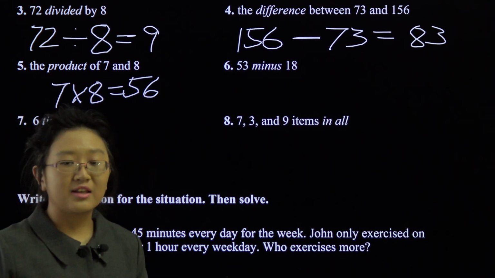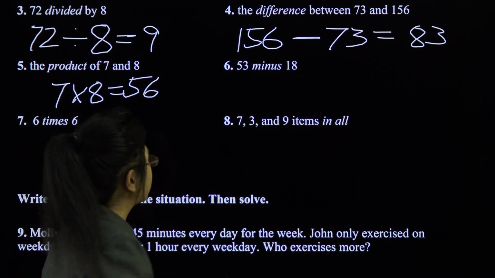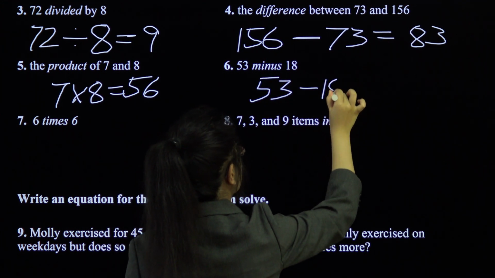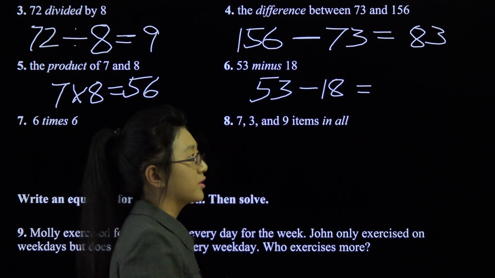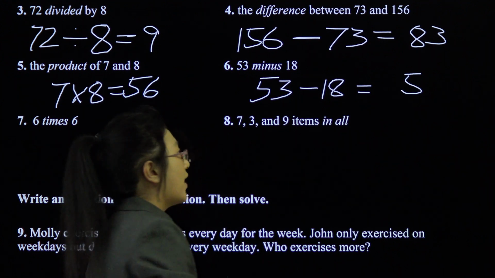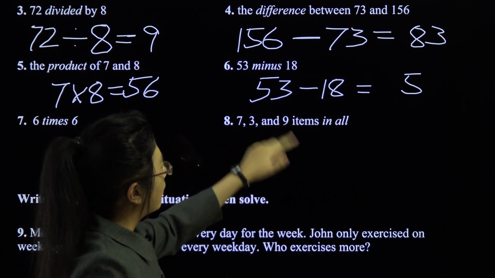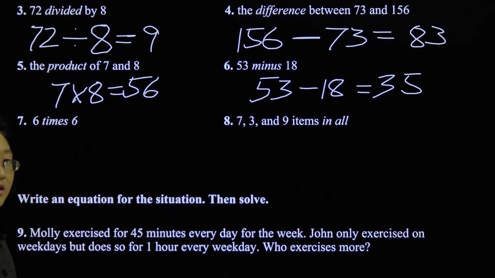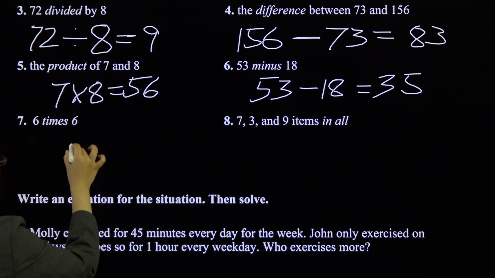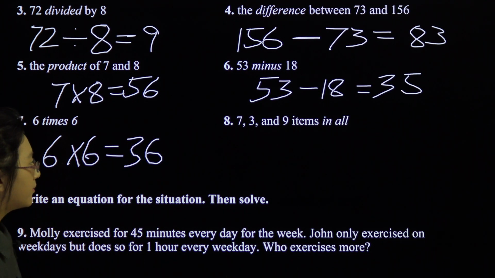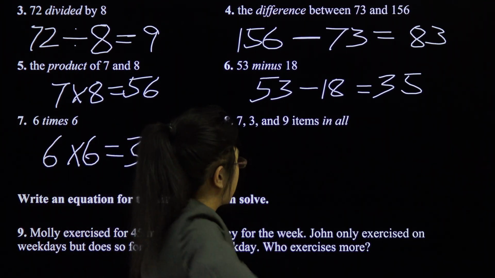53 minus 18. It says minus right there. And that's 3 minus 8 doesn't really work. Regroup. 13 minus 8. 5. 5 got 1 regrouped out of it. Now it's 4. 4 minus 1, 3. 35. 6 times 6. It says times. Times is multiplication. 6 times 6 is 36. Remember your multiplication tables, kids.